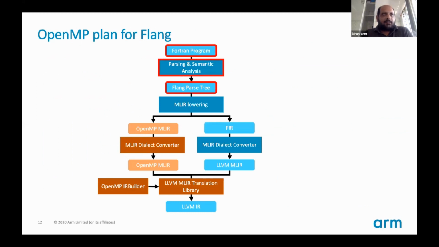So I provided a high-level overview of the OpenMP plan for Flang. Now we will go into each of the intermediate steps in this whole flow, starting from parsing and all the way to lowering to LLVM IR.